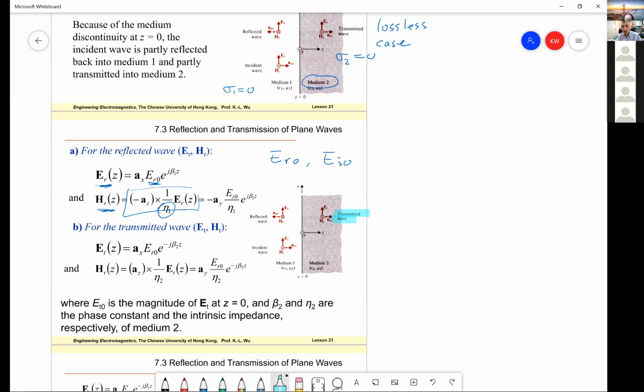So this is also a traveling wave. Do you agree? We also assume it is polarized in the same direction as the incident wave. Now we don't know the magnitude. Sure, we have another relation for the transmitted wave. What is the magnitude? So we need to find the relations between them.